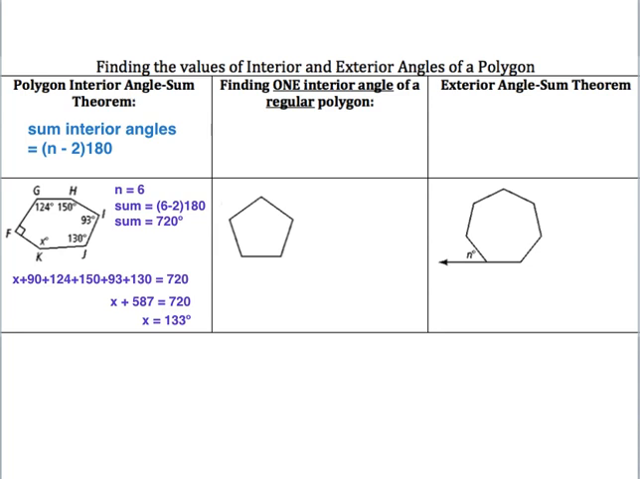So the first theorem we reviewed was about finding the sum, or the total, of all the angles added up, and the equation for that is n minus 2 times 180. However, if we have a regular polygon where all the sides and angles are equivalent to each other, and we want to know only one of those angles, you take that equation and you divide by n to split the total equally between the n angles.